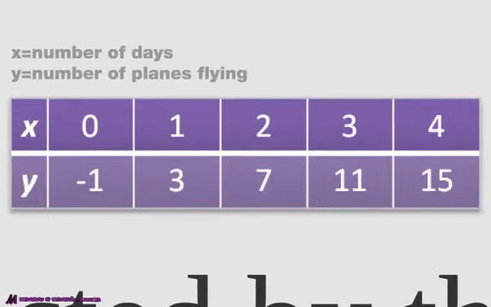All right, x here is the number of days, y is the number of planes flying. Well, at 0 days, we have 1 plane down and out. It's not working, so we have -1 planes. On the first day, we have 3 planes flying. On 2 days, we have 7 planes flying. 3 days, 11 planes, and so forth. So here, again, this is the independent variable. We take the number here, plug it in the equation, and we get the y. These are the independent numbers. The dependent variable comes from the y there. Does that make sense? The y depends on the x.